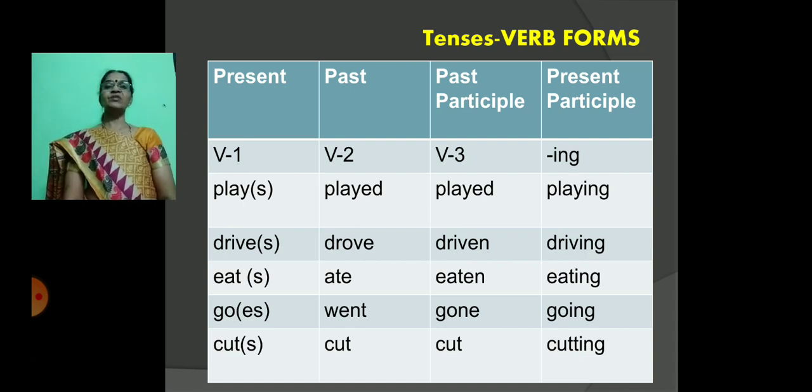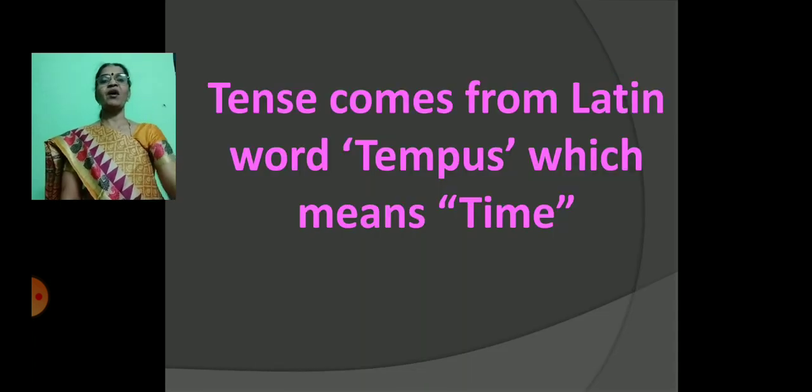So when I am using third person singular, I say he plays. For first person singular, I say I play, we play. So he plays, she plays. So that's how we use V1 form. Then we have got the V2, that is played. Coincidentally, V3 is also played, and ing form, that is present participle form, is playing. So also it follows for the other examples like drive, eat, then go and cut.